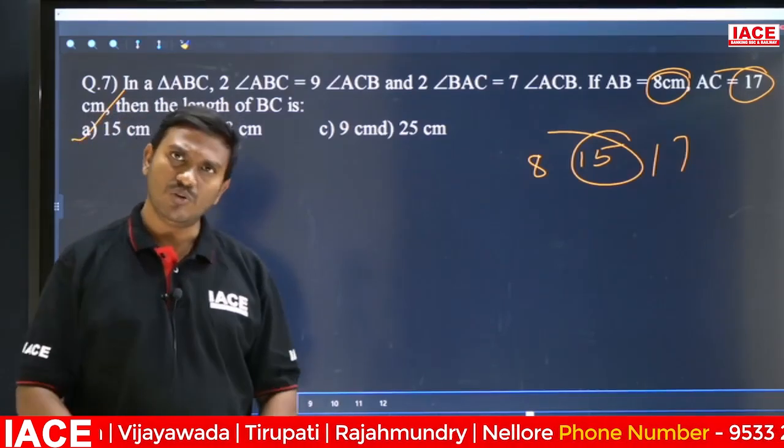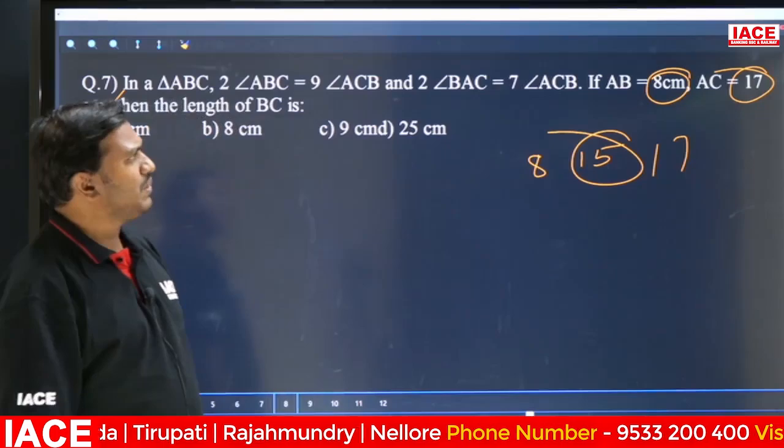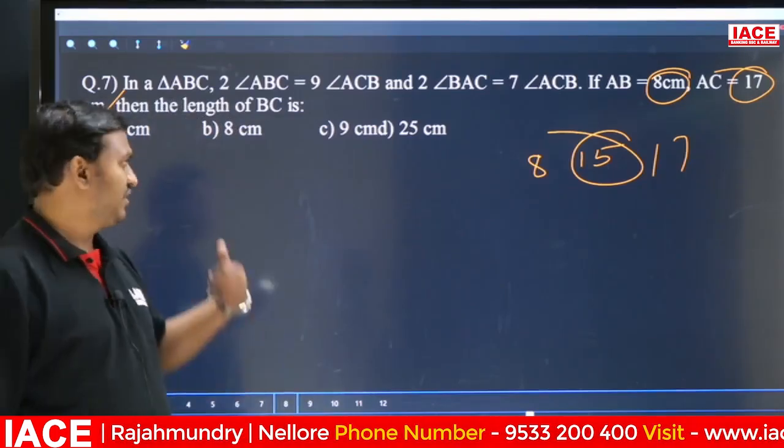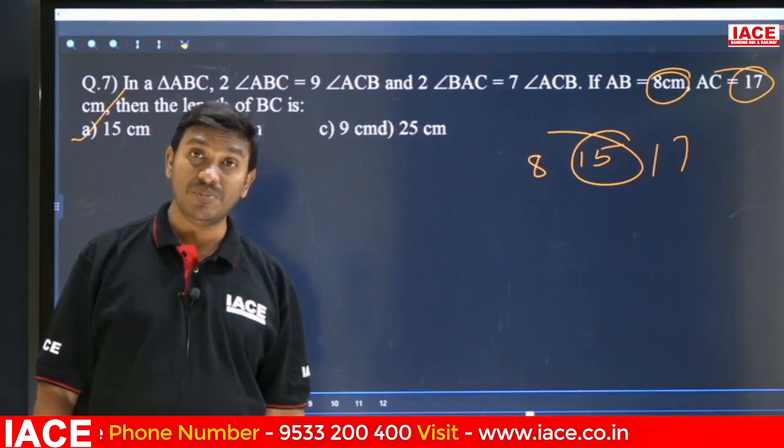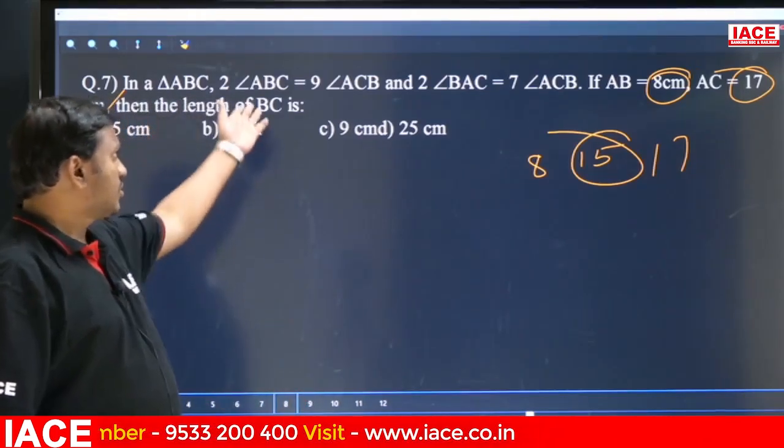Or else we can go for the problem as well. With 8 and 17 given, what is the answer? 15. We can go directly. Why? Because the triplet is 8, 15, 17. But it has to make 90 degrees. It will definitely happen. So we'll see here.